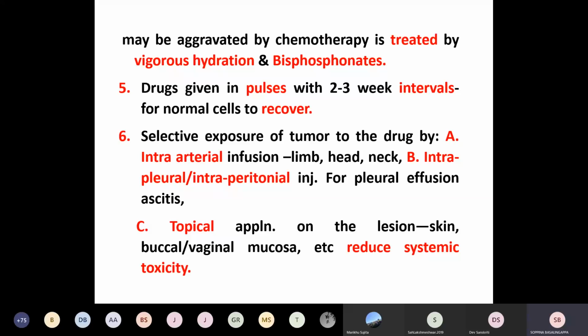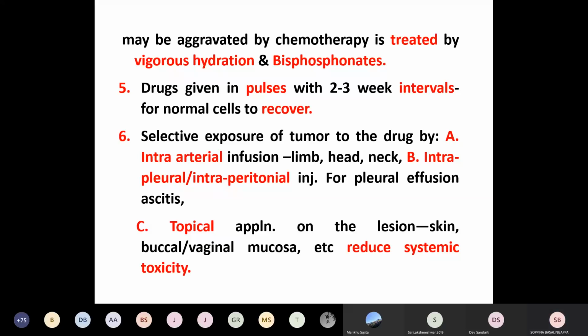Or you can give intrapleural or intraperitoneal administration. For example, in lung cancer there will be pleural effusion, and in the abdomen, ascites. To treat that, you can give the drug into the pleural cavity or into the peritoneal cavity. That means you are not exposing the other cells; you are maximally exposing the diseased cells.